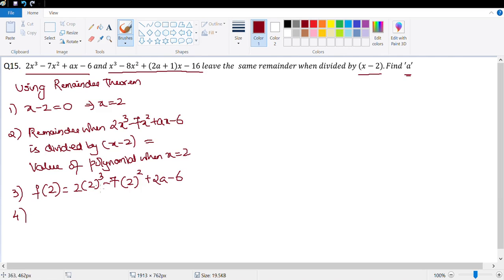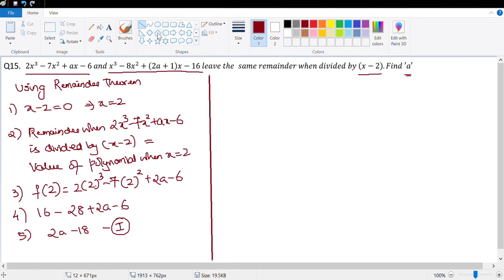In this case, 2 cube, that's 8, into 2, 16, minus 2 into 2, 4, multiplied with 7, that's 28, plus 2a minus 6. So this is equal to 2a, 16 minus 6, that's 10, 10 minus 28, that's negative 18. So that's the remainder when the first polynomial is divided by x minus 2. Let's do the same thing for the second polynomial.